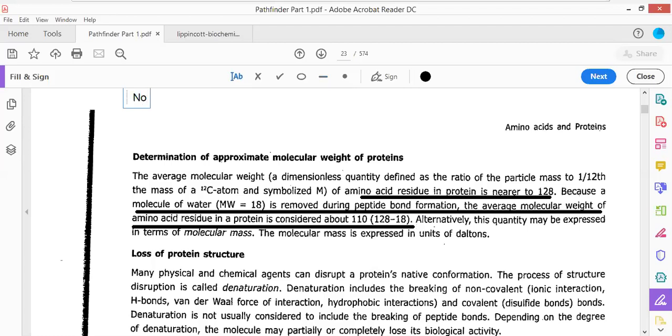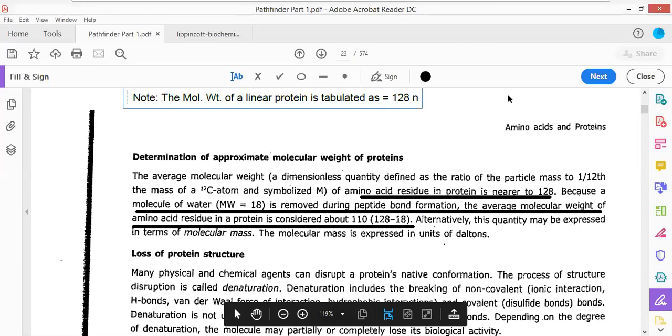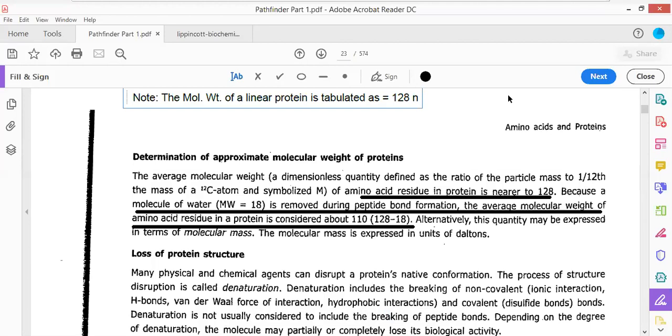Okay, note the molecular weight of a linear protein is tabulated as follows. How are we going to tabulate the weight of a linear protein? For example, there are n number of amino acids, so the simple formula could be 128 into n. We are going to multiply this 128 into n. That means there are n number of amino acids involved. Then there would be n minus one number of bonds involved, and what would be the molecular weight that would be lost? 18 into n minus 1.